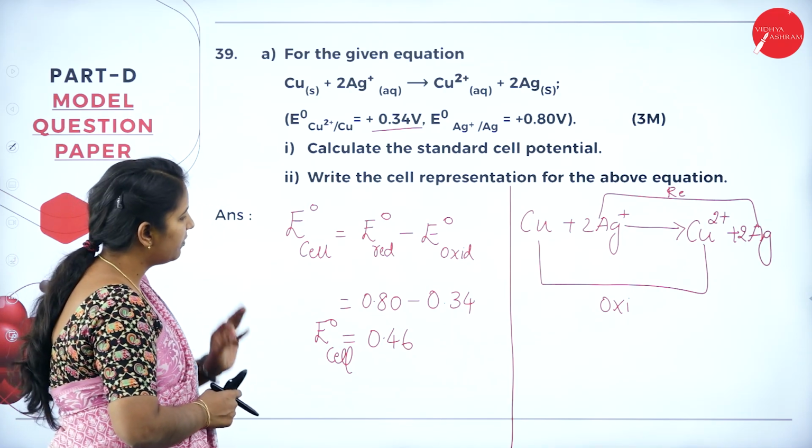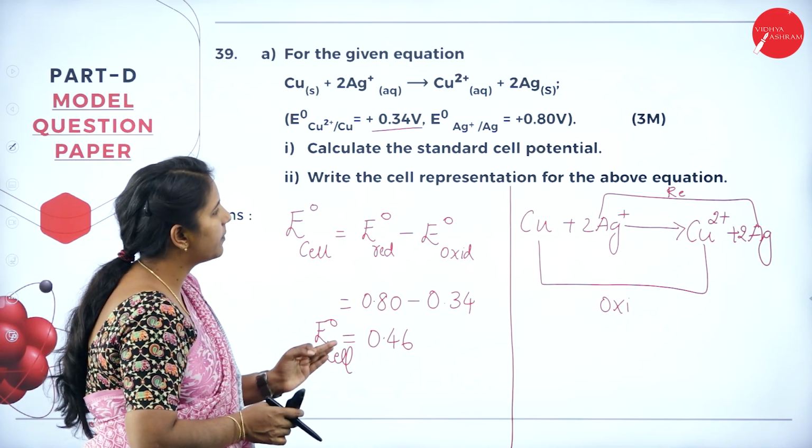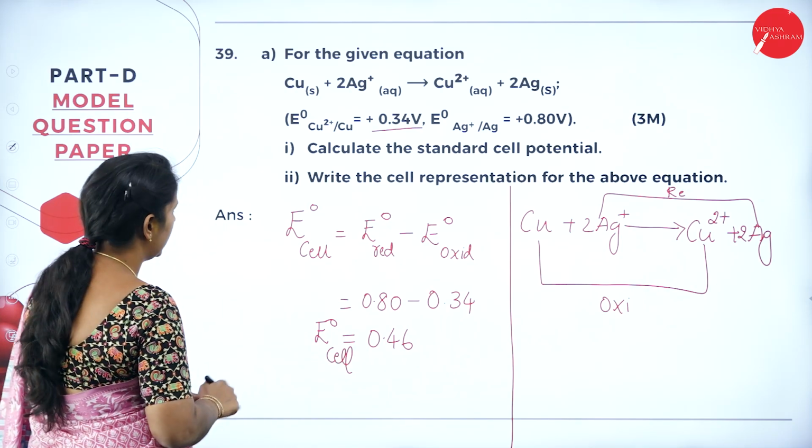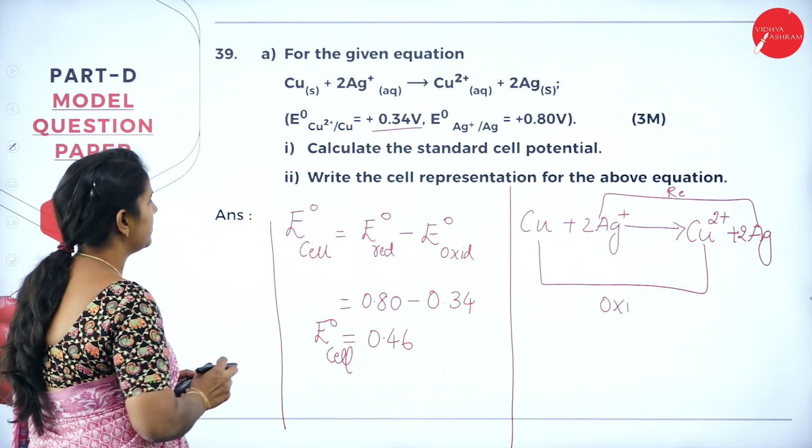Which is the second step we have to write? We have to write the cell representation for the above equation. So cell representation, as we know that.